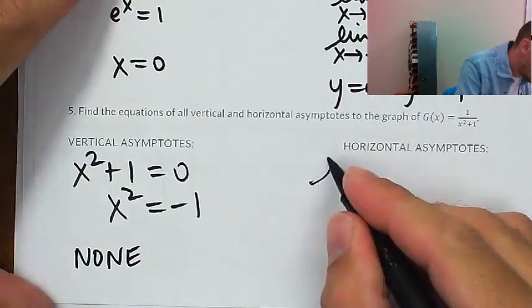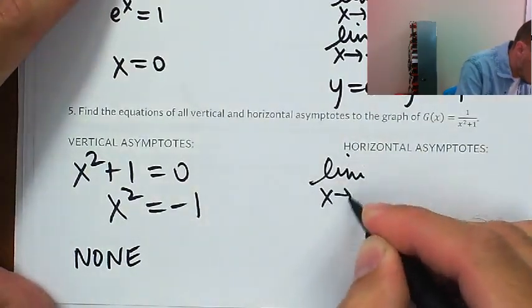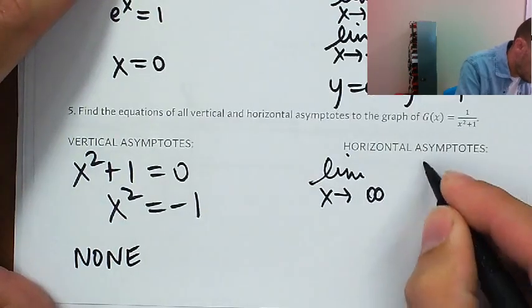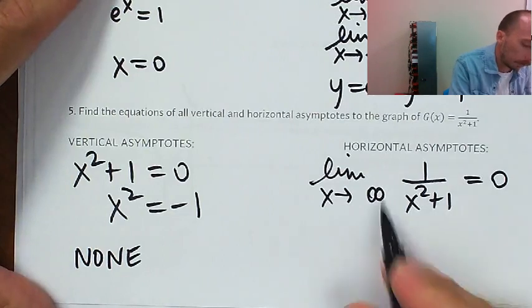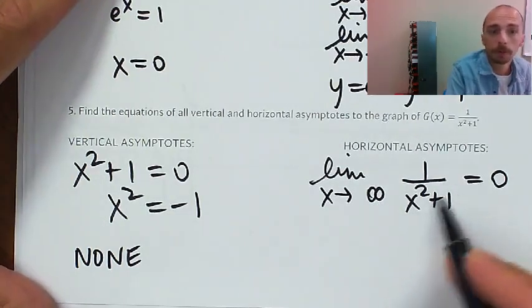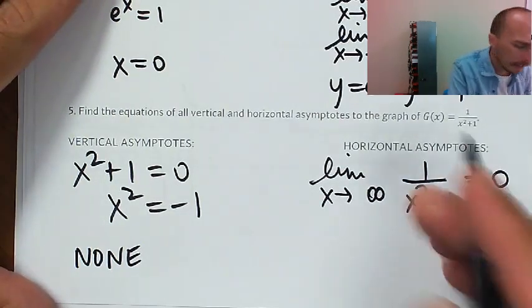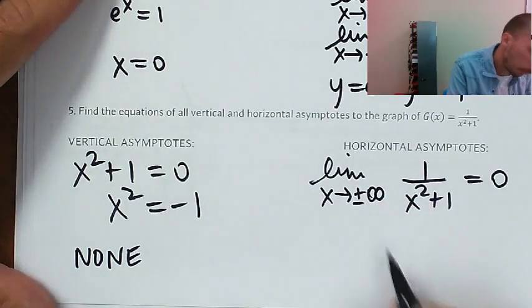Horizontal asymptotes, we're considering the limit as x approaches infinity of 1 over x squared plus 1. And that's going to be 0, okay, right? Because we're thinking bigger on top, bigger on bottom. This is definitely faster growing on bottom. And I think that the same thing will happen as you approach negative infinity.